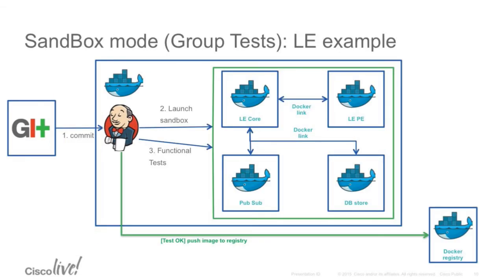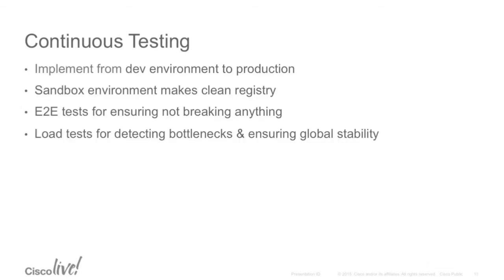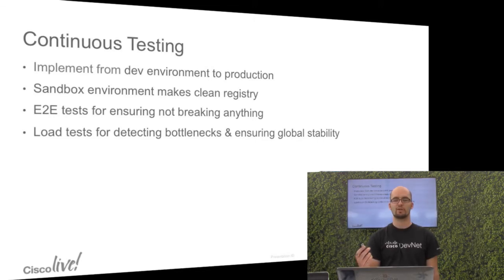Just a few words regarding the Sandbox Mode. We applied a Sandbox Mode in order to have a clean registry, as said. So for each commit, I will run the whole end-to-end system within the Jenkins slave before pushing to the registry. And the key part is always the test part. You need to apply continuous testing from the dev environment to production. That's why we put in place the sandbox environment with end-to-end tests to ensure that we do not break anything, but also load testing for detecting bottlenecks and ensuring global stability of the solution.